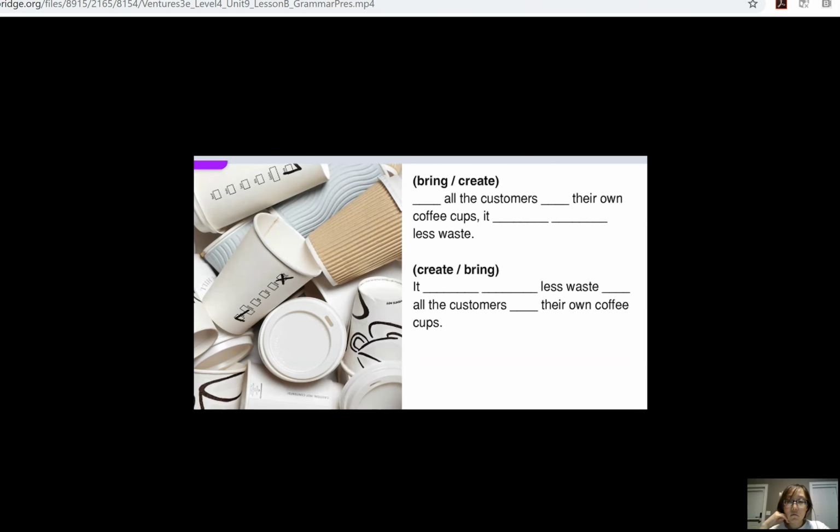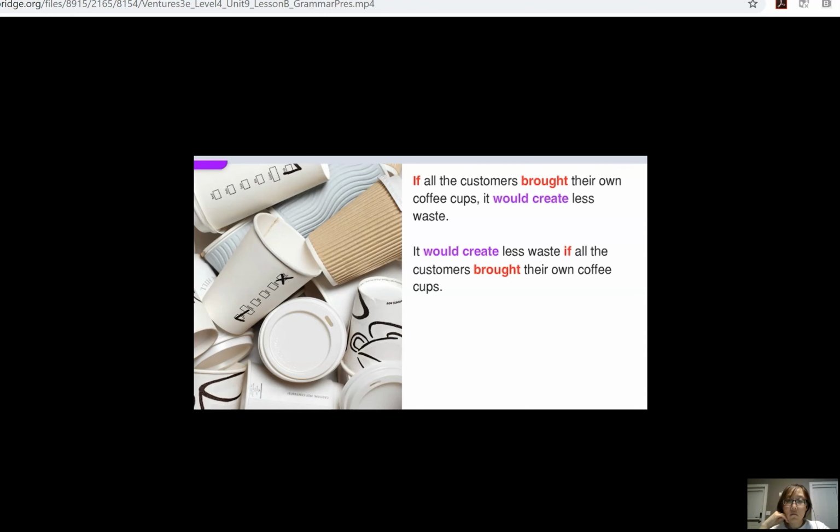Look at the picture. Then complete the two sentences about a present, unreal situation. Now listen to the sentences. If all the customers brought their own coffee cups, it would create less waste. It would create less waste if all the customers brought their own coffee cups.